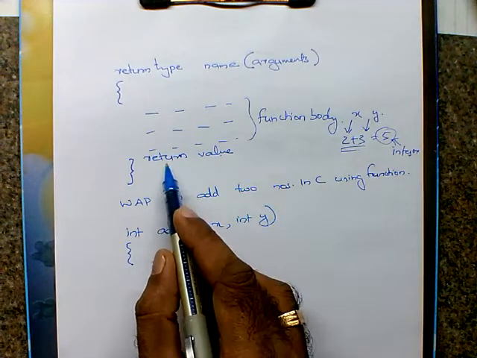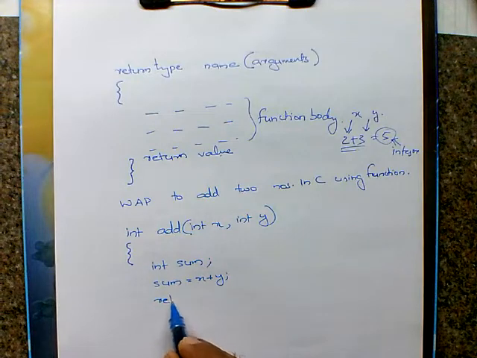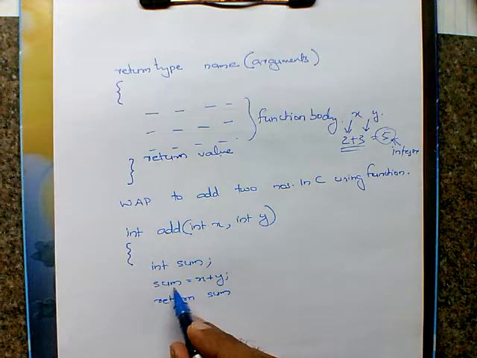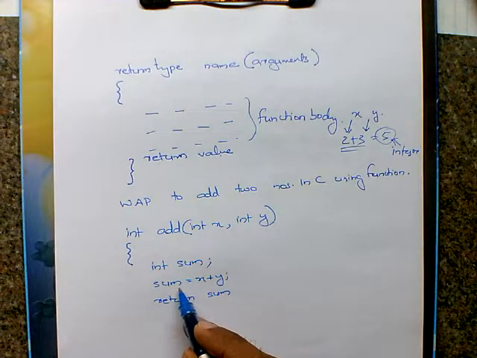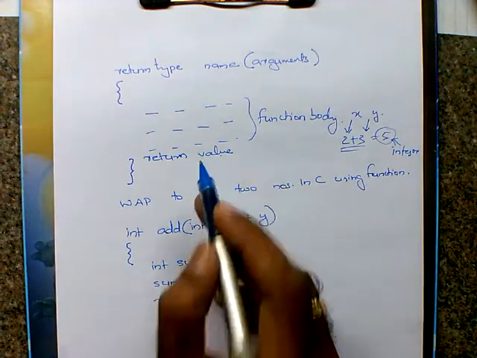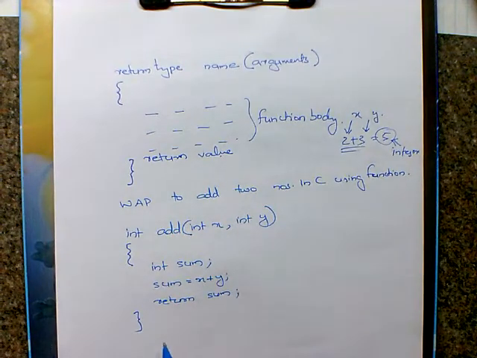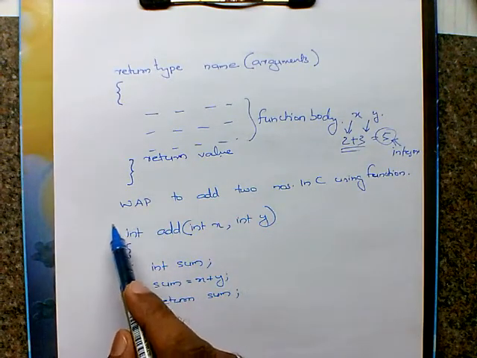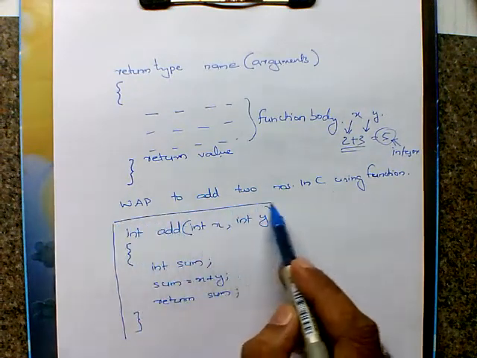Now you want to return that value 5. How do we write it? Return sum, because where have we stored it? We stored that value in the variable sum. So return sum, semicolon. Now the function body is over. What do we want to do? We want to close the bracket. So this is the simple way of writing a function. Now we will see what the properties of this function are.